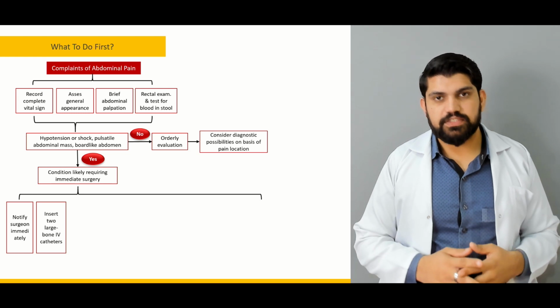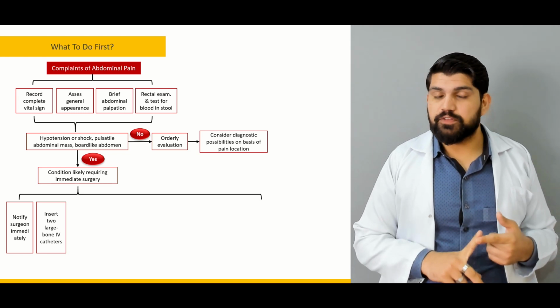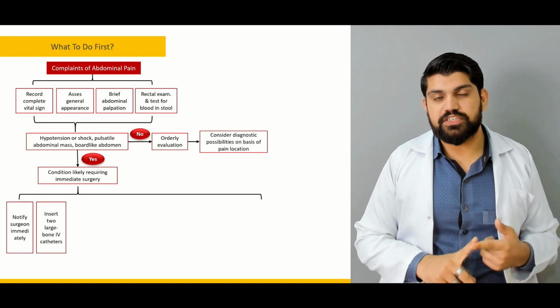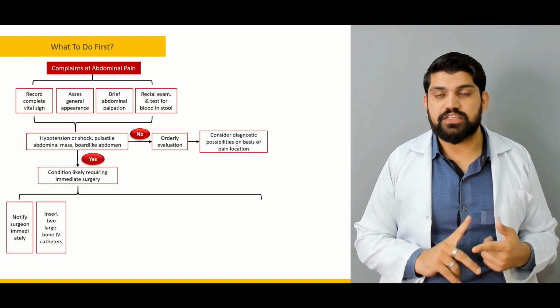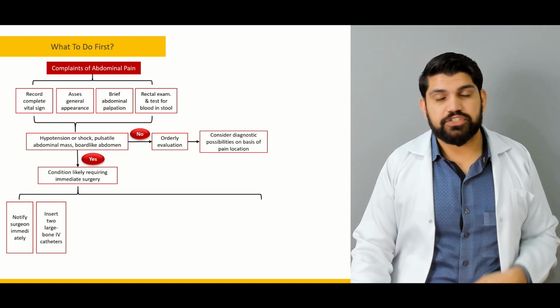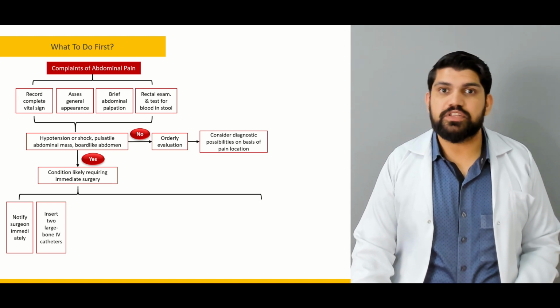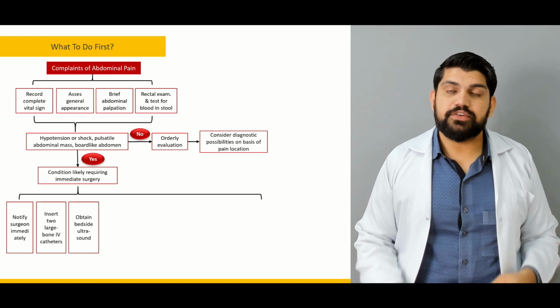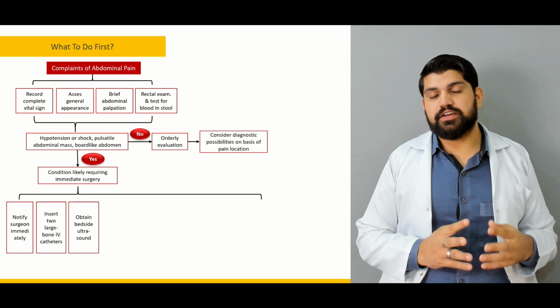Two large bore cannulas. Hypotension, treated with fluids. Two large bore cannulas, at least 3 liters of crystalloid IV fluids, essential. Maintain blood pressure. Maintain mean arterial pressure more than 65 millimeters of mercury. It's important. Bedside ultrasound. Many hospitals do have bedside ultrasound.